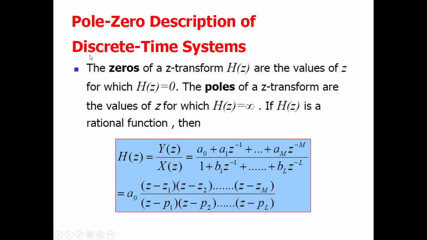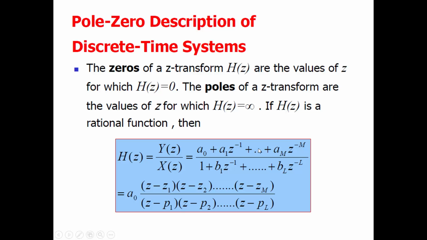Now let us try to understand the pole zero description of the discrete time system. The zeros of the Z transform H(z) are the values of z for which H(z) will be equal to 0. If H(z) is expressed in this form, which is Y(z) by X(z), there are two polynomials, one is Y(z), the other is X(z). So this is the numerator polynomial, this is the denominator polynomial, and this one is important here, that will make it a rational function.